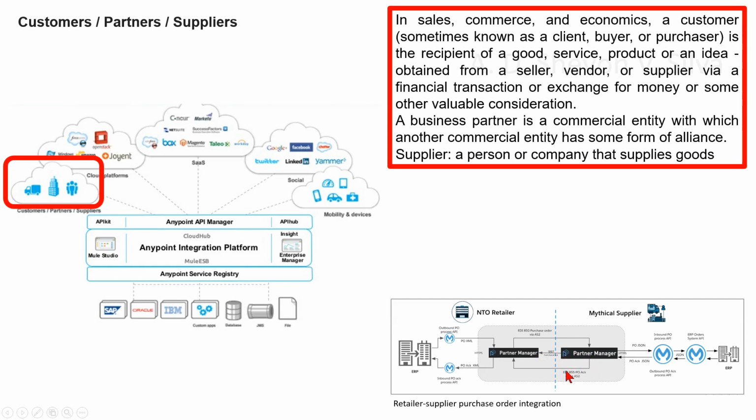EDI 855 PO via AS2, and partner manager is connected to the inbound PO process API via PO XML, and it is connected to the ERP. You can see here the HTTPS.